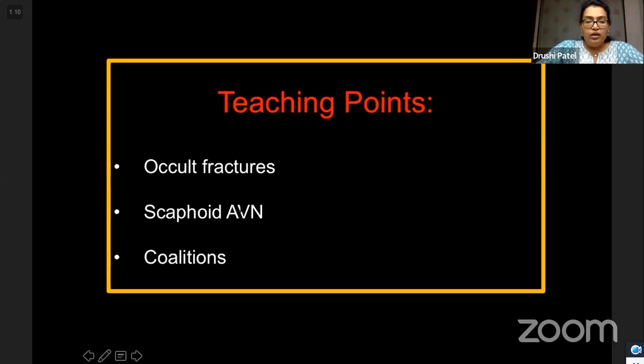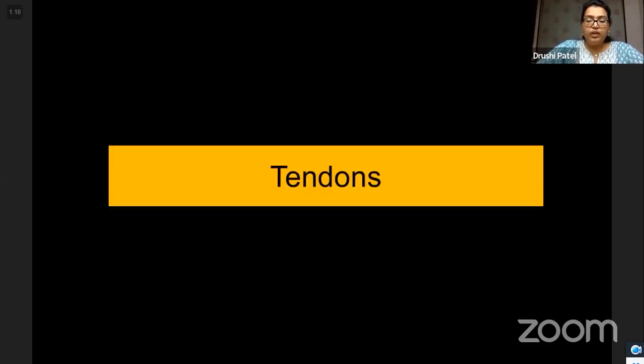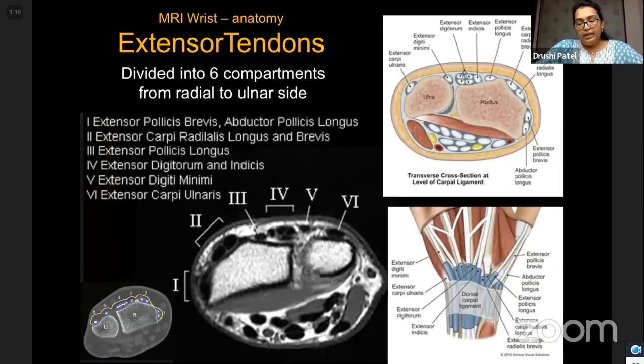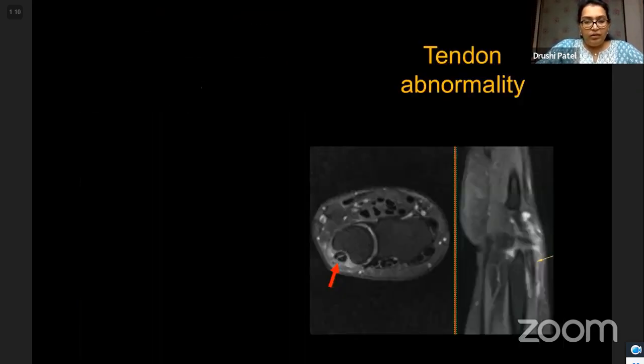So we saw occult fractures and bone marrow edemas that can be identified on T1 weighted images. Scaphoid avascular necrosis: you can rely again on T1 weighted images to identify the sclerosis. And coalitions: when the marrow edema pattern is unusual, involving two contiguous bones, look closely for any coalitions. Coming to the tendons, there are the extensor and the flexor tendons. For the extensor tendons, there are 6 compartments at the dorsal aspect of the wrist. I'm not going to name all of them.